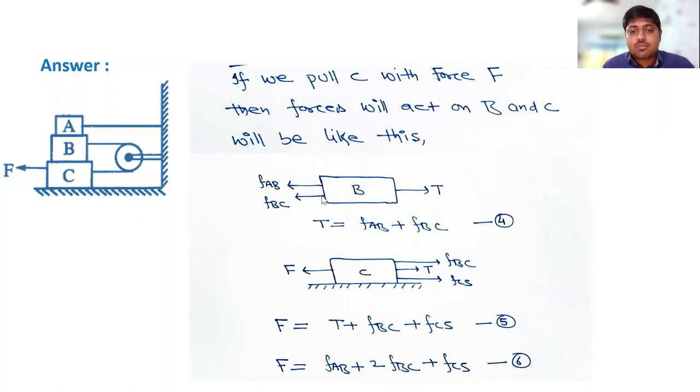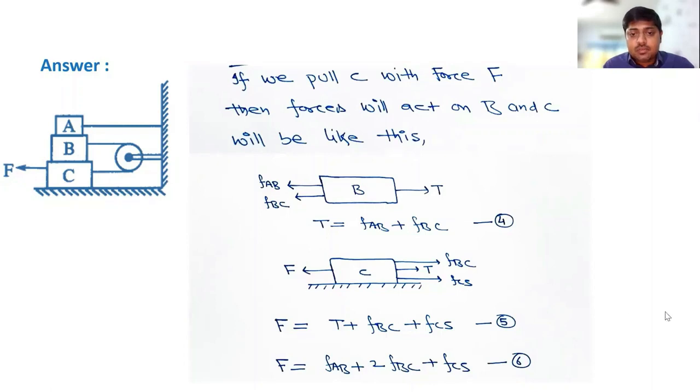And there will be two frictional forces, FAB and FBC, because this body B is in contact with the body A, that is on the upper side, and body C, that is on the bottom side. So it is in contact with the two surfaces of body A and body C. And we can say this T will be equal to FAB plus FBC.